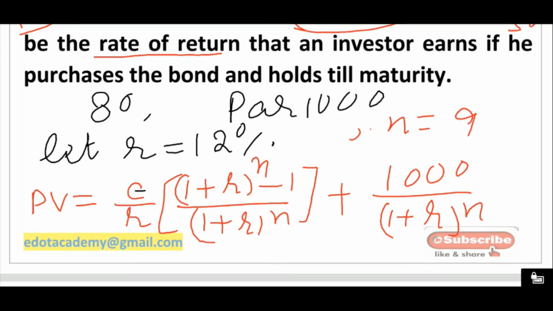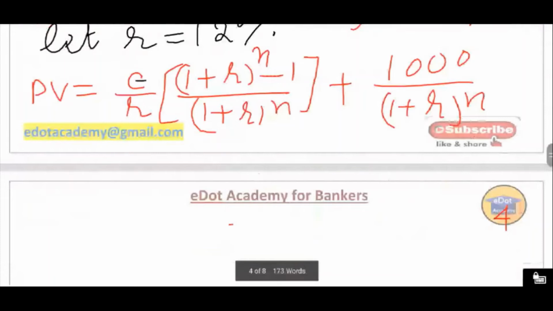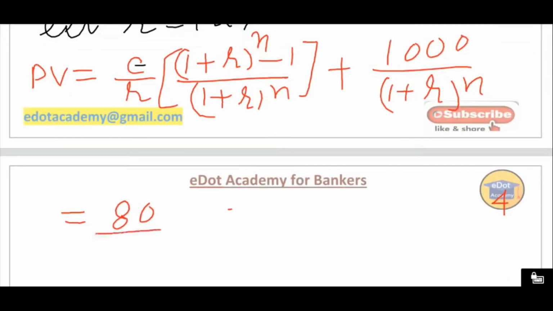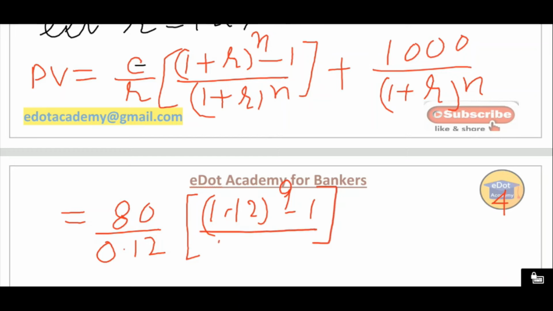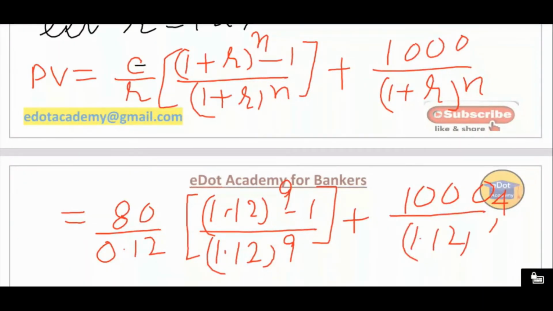So now put the values. Put all the values, you will get the answer. C is how much? Every year we are getting 80 rupees. So 80. Rate of interest is 12% we have taken, so 0.12. So 1 plus R means we'll get 1.12 power 9 minus 1, divided by 1.12 power 9, plus 1000 divided by 1.12 power 9.